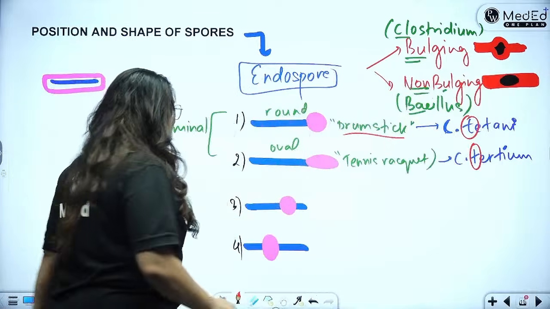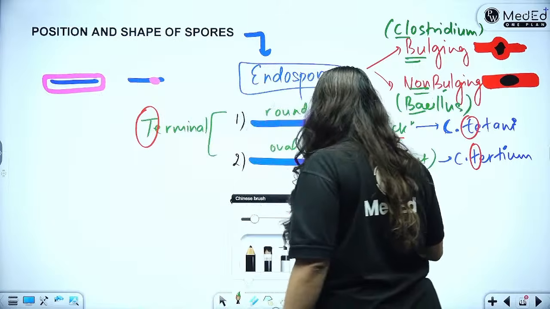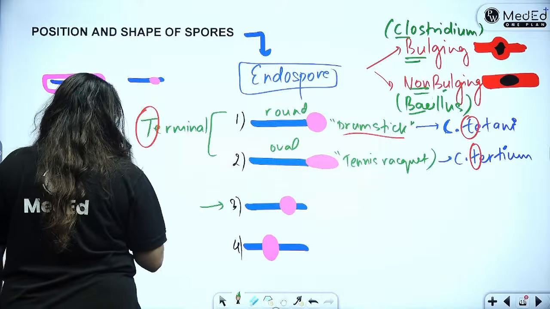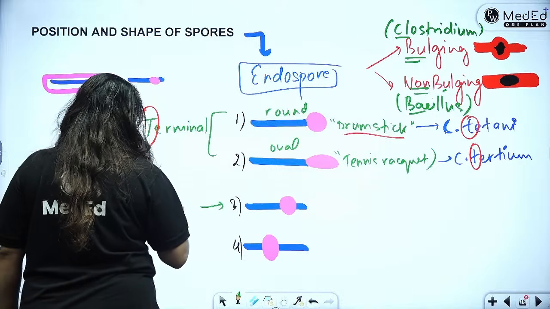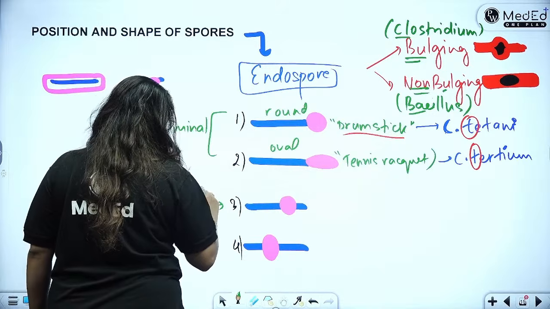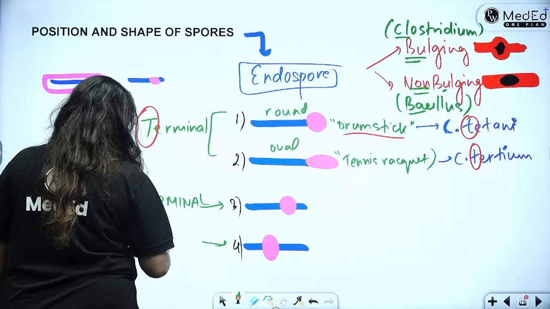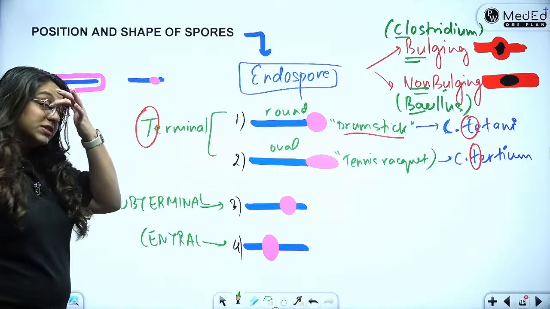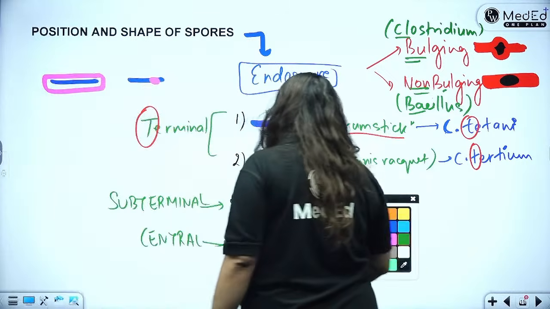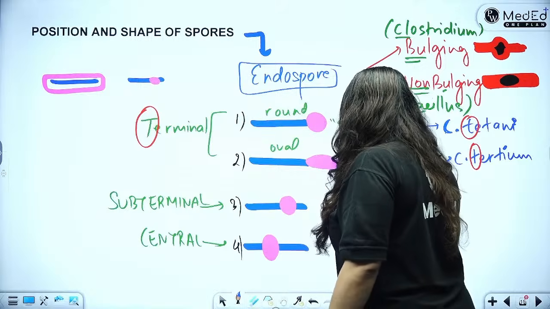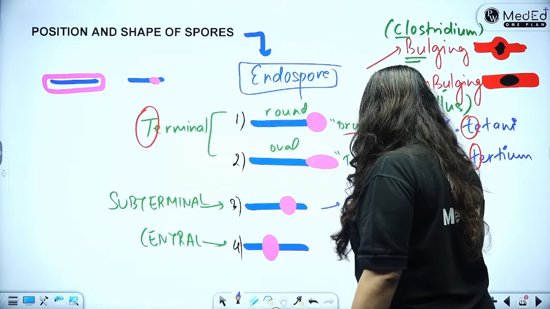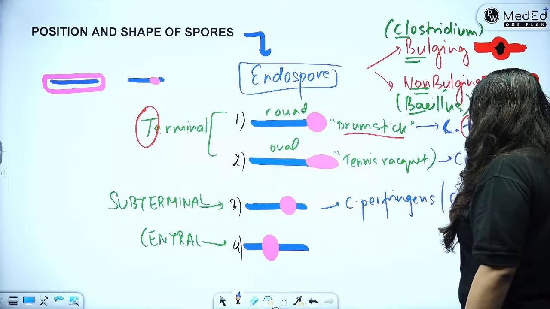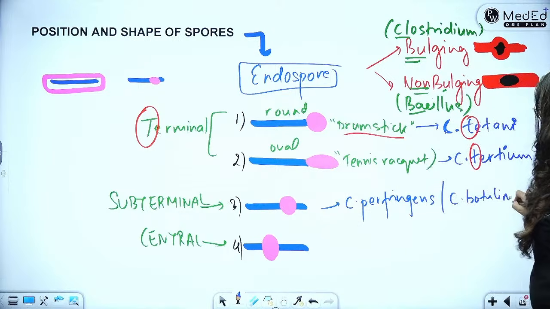Whereas this one, what is it? It is a subterminal spore, because it is neither central nor terminal. And this here is a central spore, right in the middle of the bacteria. The subterminal spore is shown by all the other species of Clostridium. Clostridium perfringens shows subterminal spores, and Clostridium botulinum shows subterminal spores.